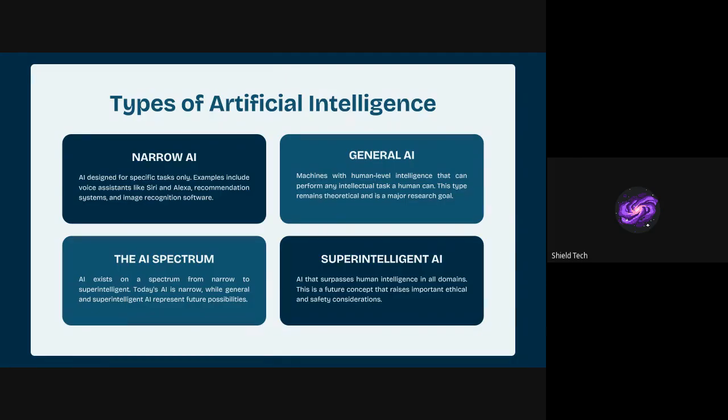The next one is superintelligence, the AI that surpasses human intelligence. This one knows more than humans, and exceeds human intelligence in all domains. This is a future concept that raises important ethical and safety considerations. And it should, because how do you build something that supersedes human intelligence? You created it, and the thing knows more than you.